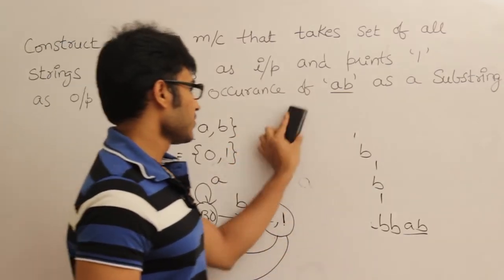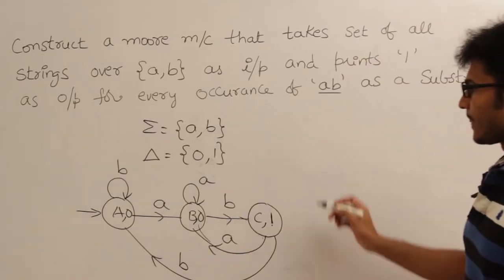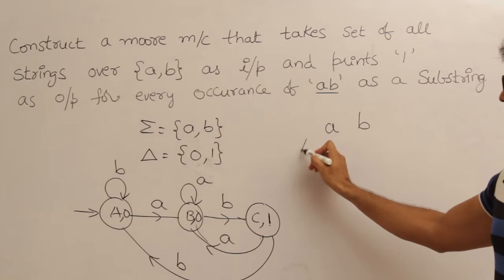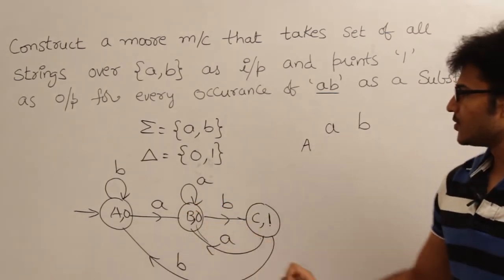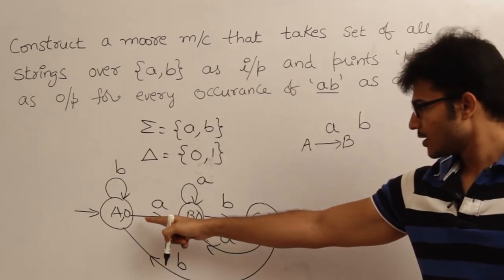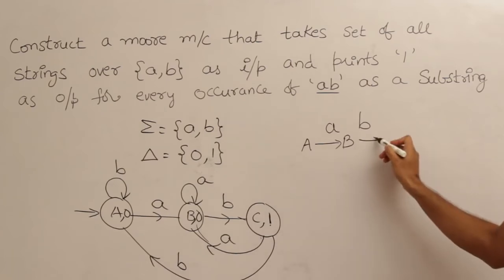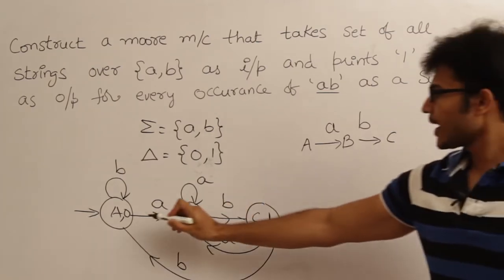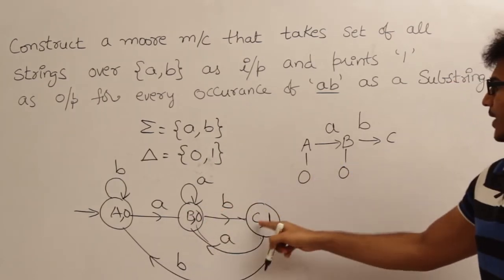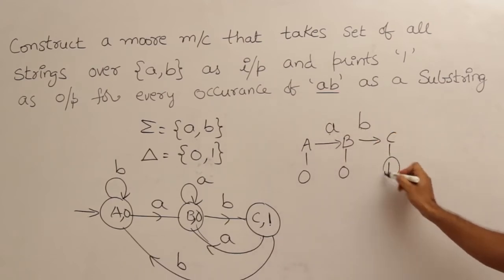So let us take an example and see this. Let us say the input is small a, small b. If I am in state capital A and I see an a, I'll go to state capital B. If I am in state capital B and I see a small b, I'll go to state capital C. Now capital A is going to print 0, capital B is going to print 0, and capital C is going to print 1. Therefore, on seeing AB, I am able to print 1.